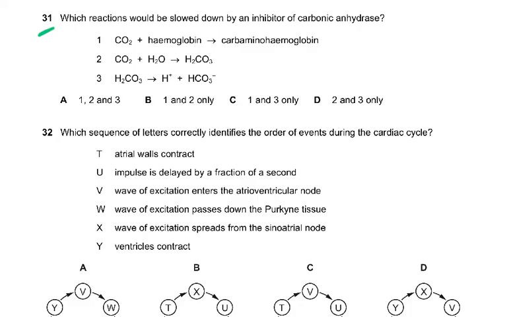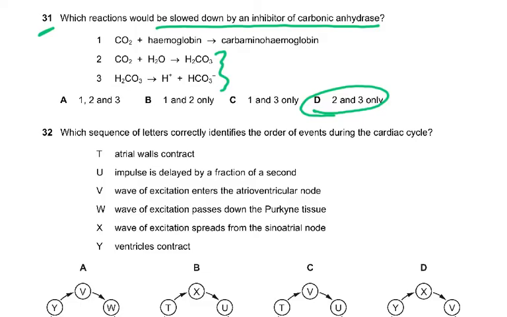Question number 31. Which reactions will be slowed down by an inhibitor of carbonic anhydrase? Carbonic anhydrase catalyzes the reaction of carbon dioxide plus water to carbonic acid, H2CO3, and then H2CO3 breaks down into hydrogen ions and bicarbonate ions. So for question number 31, the answer is D, 2 and 3 only.